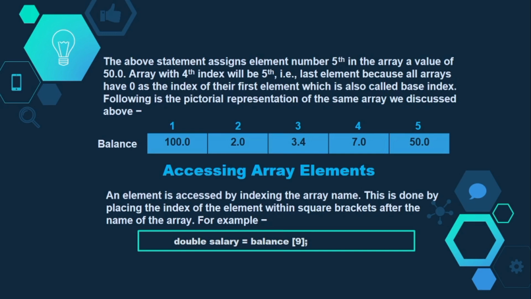Accessing array elements. An element is accessed by indexing the array name. This is done by placing the index of the element within square brackets after the name of the array. For example, double salary equals balance[9]. So, just look at the example. That is the example of accessing an array element. To follow up on accessing array elements, guys, we need to create an example program code.